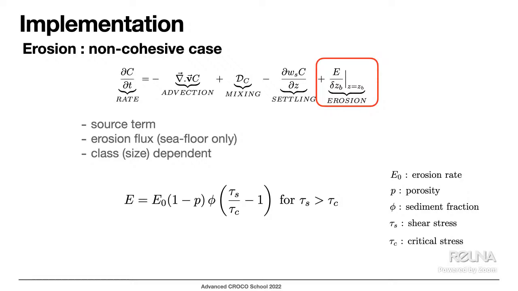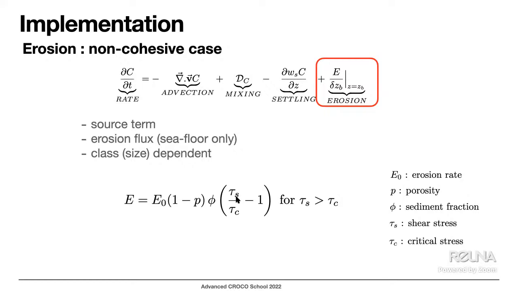Then about erosion, in the non-cohesive case, we have this erosion rate, which is a source term, so sediment which will be eroded at the bottom will go in the water column. And this erosion rate is an empirical function that can be described by this kind of formula, for instance. So here it's a constant. P is the porosity of the sediment, so it's the fraction of water content inside the sediment.